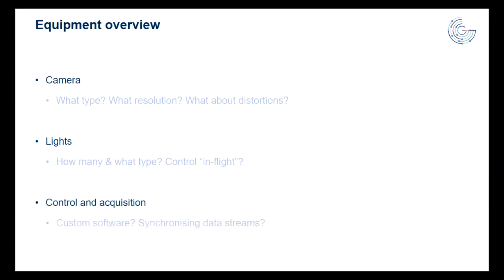You might want to control the lighting in flight in order to adjust the field of view that you get. In terms of control and acquisition, you need to control your camera, control your lighting, and acquire images from the camera. You're very likely to want to synchronize the data stream coming from the camera, which is the sequence of images, with other measurements that you're making.